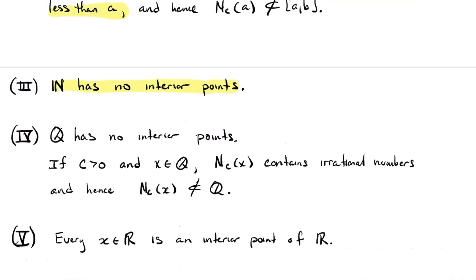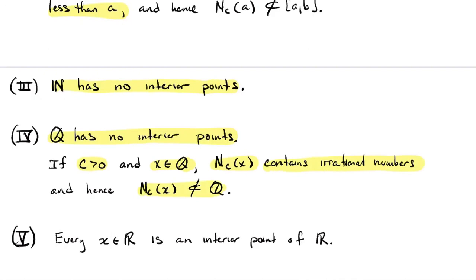A slightly more complicated example: the rational numbers don't have any interior points. Why is that? If you take some positive epsilon and pick a rational number, the epsilon neighborhood of that rational number is always going to contain irrational numbers. We talked about that back in chapter 1. So if it contains irrational numbers, it's not a subset of the rationals. So the rational numbers have no interior points. Neither do the irrational numbers, for that matter.